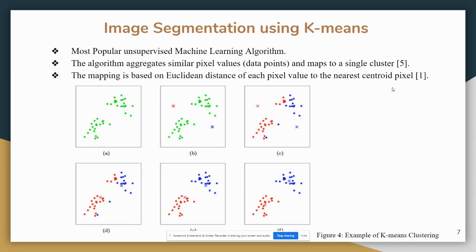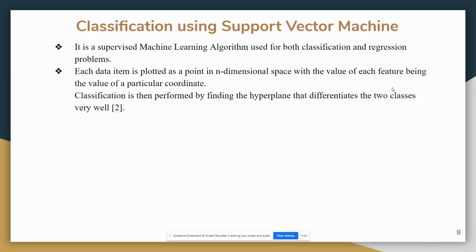K-means clustering is one of the most popular unsupervised machine learning algorithms. This algorithm aggregates all the similar pixel values, which are the data points, and maps them to a particular cluster. This mapping is based on the Euclidean distance of each pixel, which is calculated to its nearest centroid pixel. The centroid pixel is selected at random, and the algorithm iterates until the centroid value doesn't change or we define a particular number of iterations.